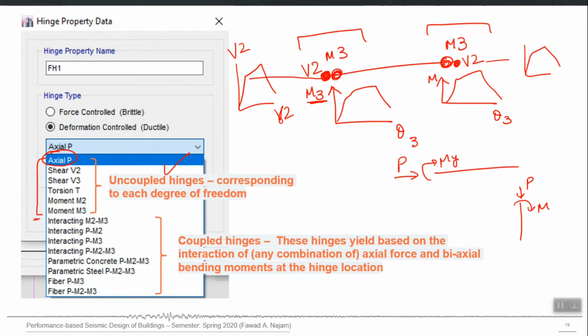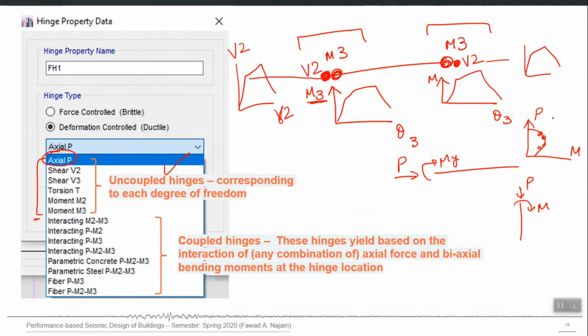So therefore the capacity of a column is not defined by one yield moment or yield axial load, it is defined by a complete curve which is called the PM interaction curve. The PM interaction curve is the capacity curve for a column. It is a curve which is showing you infinite points. Each point is a failure combination for that particular column, right?